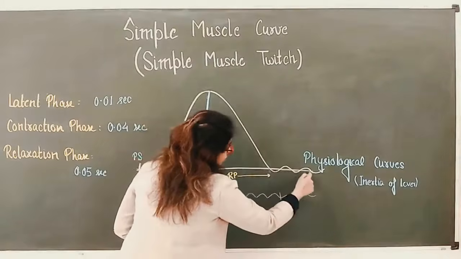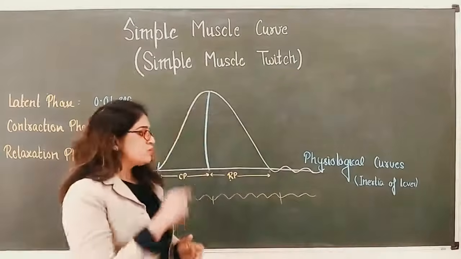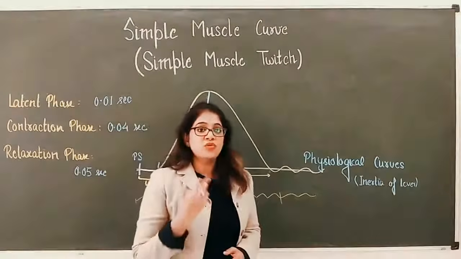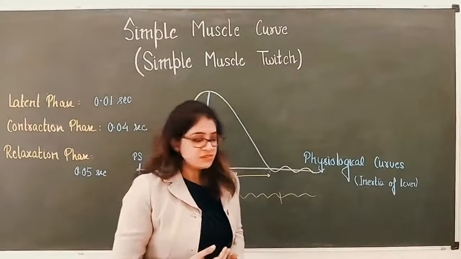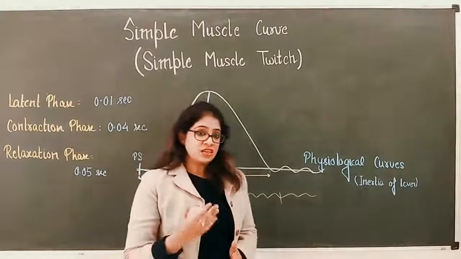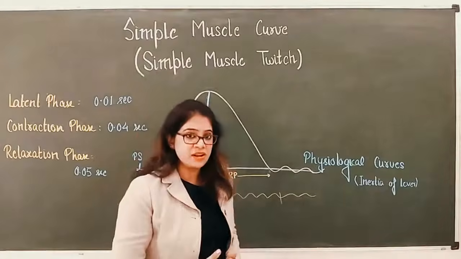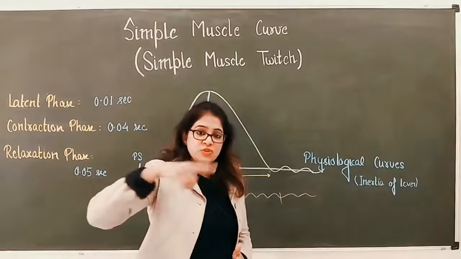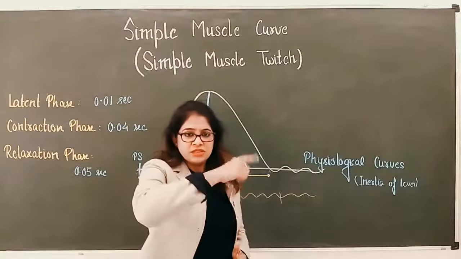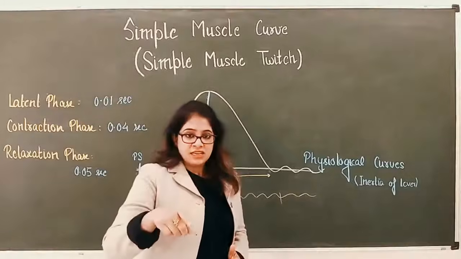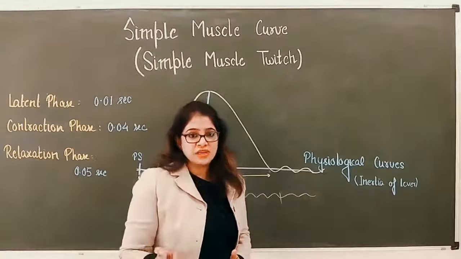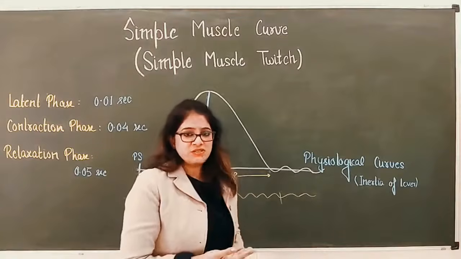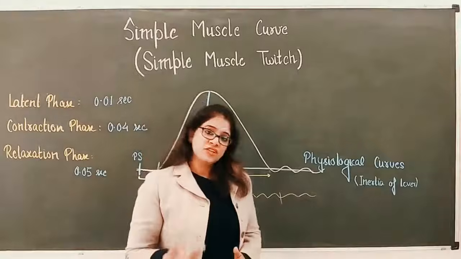Then there are some smaller curves we can see. These smaller curves are called physiological curves. The examiner may ask you what is the cause of these physiological curves. These physiological curves are not a physiological phenomenon, so this is a misnomer. These are not physiological. These are because of the inertia of the lever. Lever means the instrument which we used in the practical. There is some vibration in that instrument after the relaxation is over, and because of that these curves are formed. So this is a misnomer; these are not physiological. This is because of the inertia of the lever.